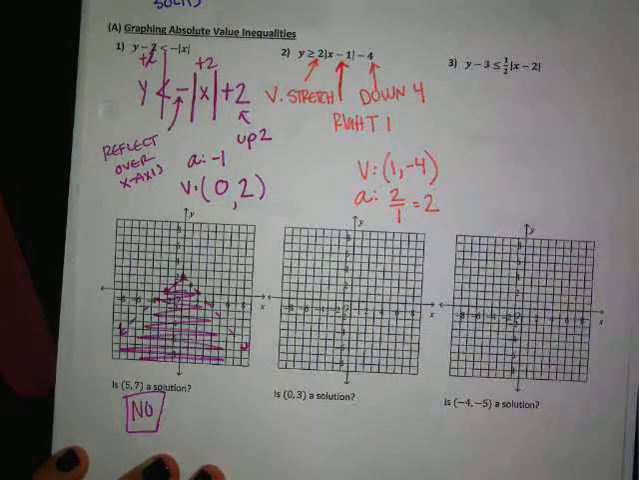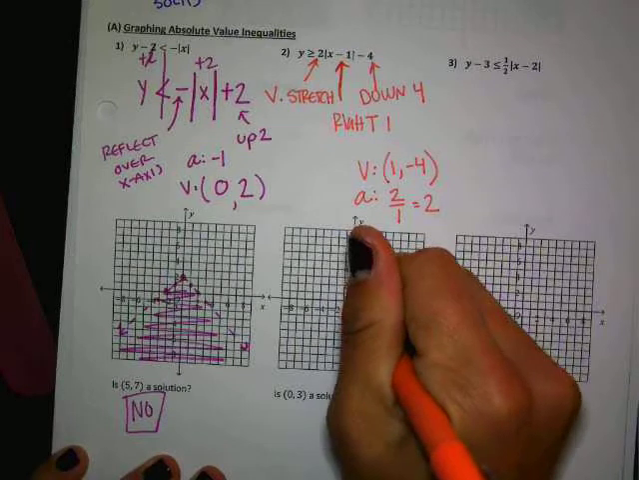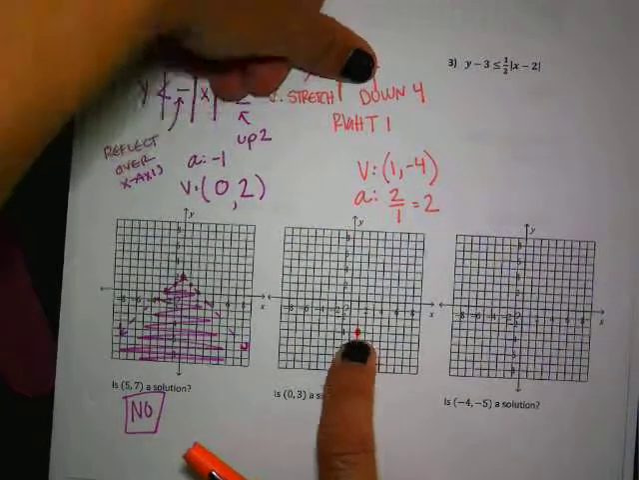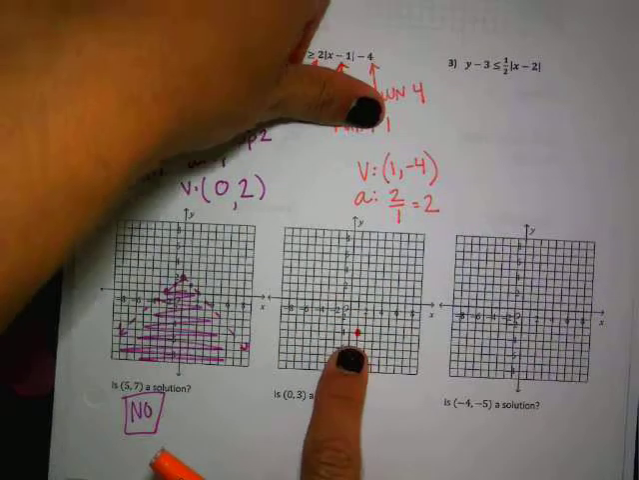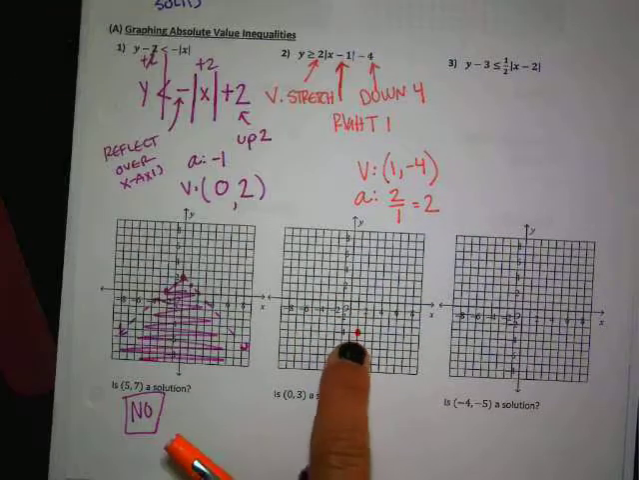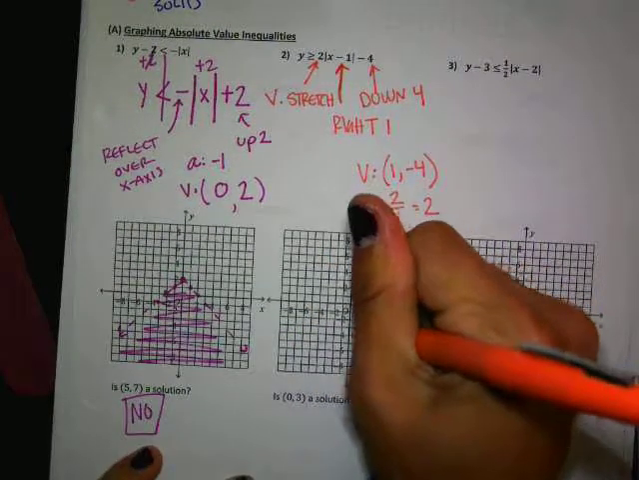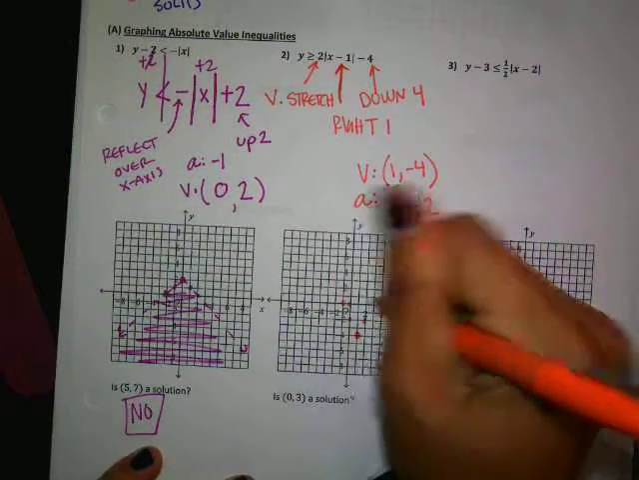All right, so I'm going to plot my graph. I'm going to plot 1, negative 4. When you are plotting your point, make sure you match your translations. I went right 1, down 4. It all makes sense. Okay, and then I'm going to use 2 as my slope. I go up 2 over 1, up 2 over 1.